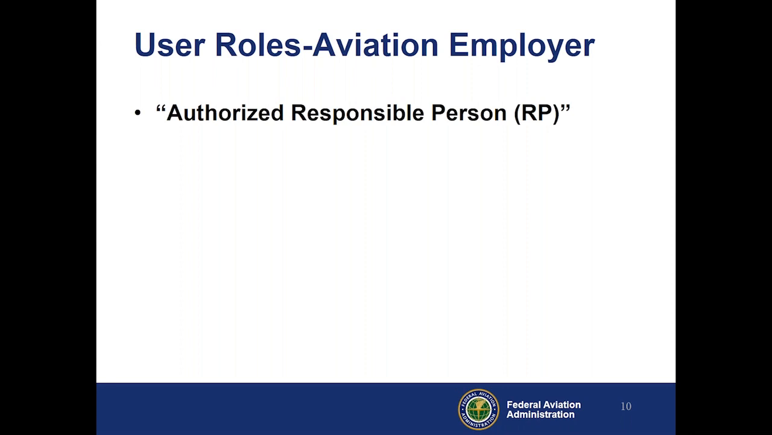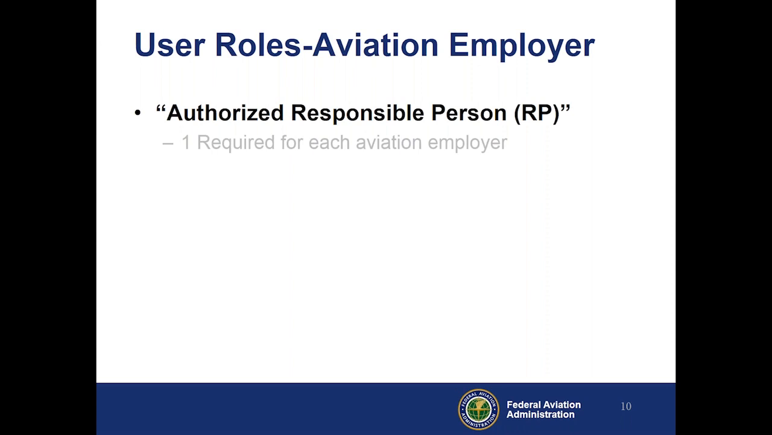So let's talk about user roles for a little bit. This is some new content if you attended our last webinar for employers. So I want to try to explain the different roles and the functions that they serve. So the first main role I want to talk to you about is authorized responsible person. And sometimes we just call it responsible person, and sometimes we just say RP because it's kind of a mouthful to say authorized responsible person.